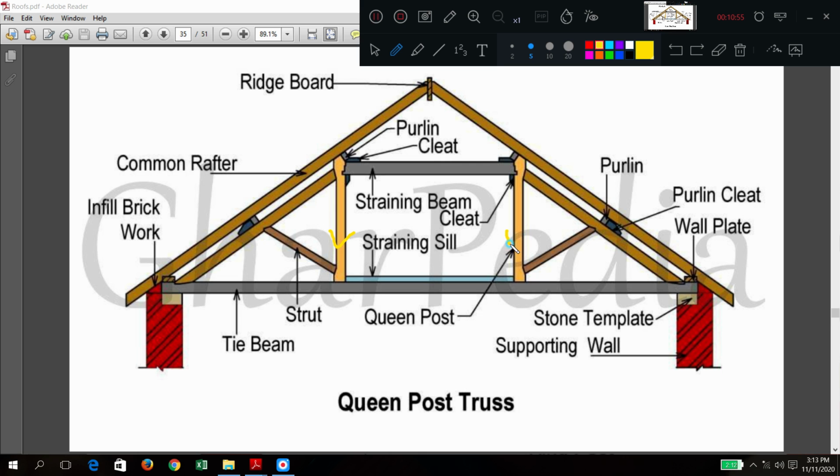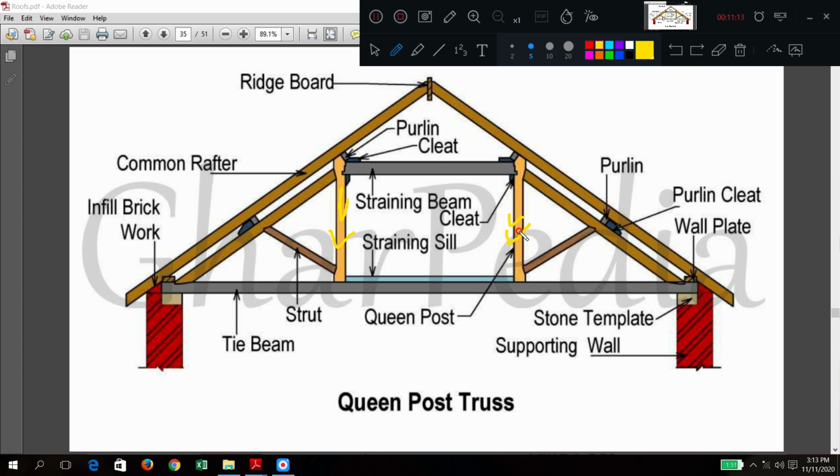Height is decreased, but the numbers have been increased. So this one and this one are called queen posts. The location is moved slightly away from the center, so that is why they are called queens. Queen post.